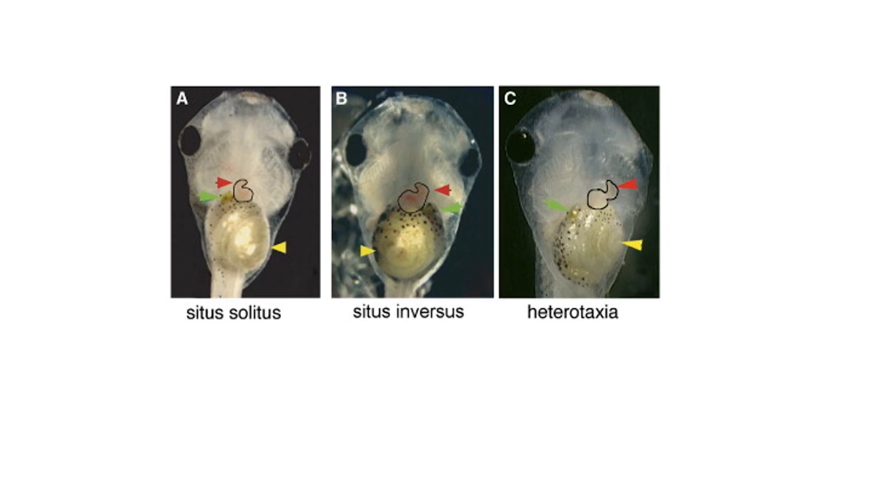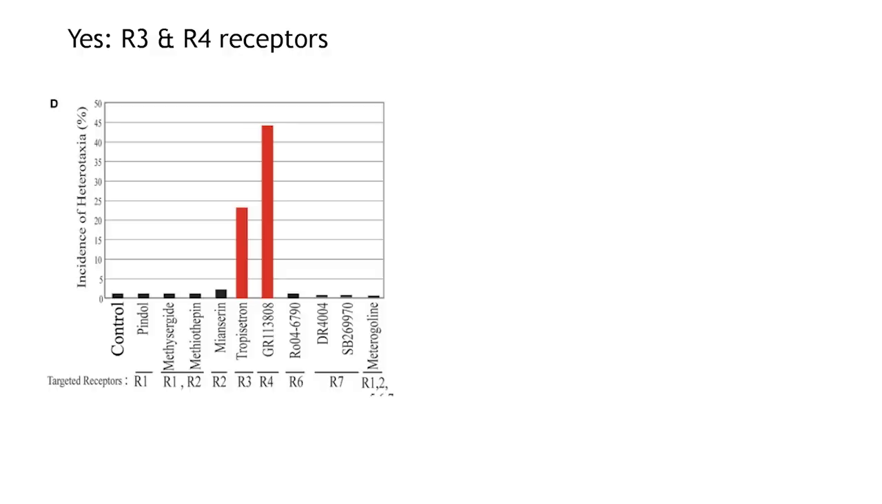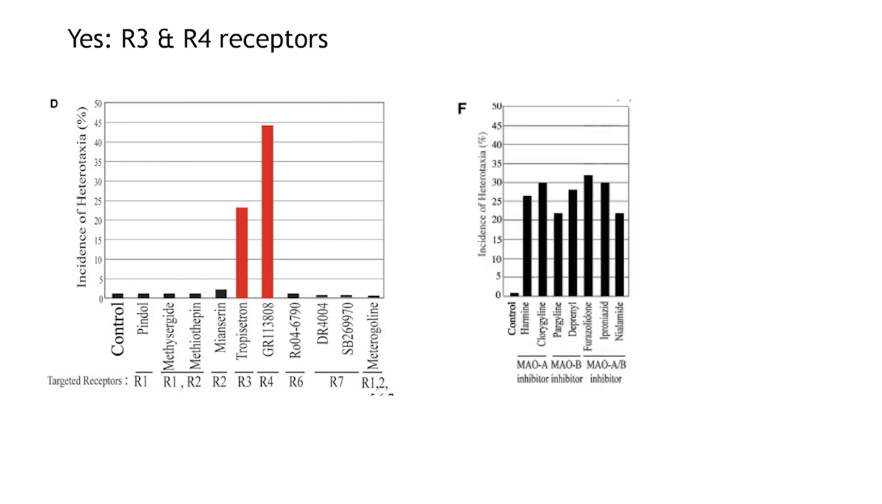So the most basic question is, does serotonin play a role at all? And the result is yes. Specifically, inhibiting the R3 and R4 receptor types makes some organs switch to the unusual side, which is also called heterotaxia. Also, increasing the serotonin levels leads to the same outcome, which means that the cells probably need a certain level of serotonin to function well.